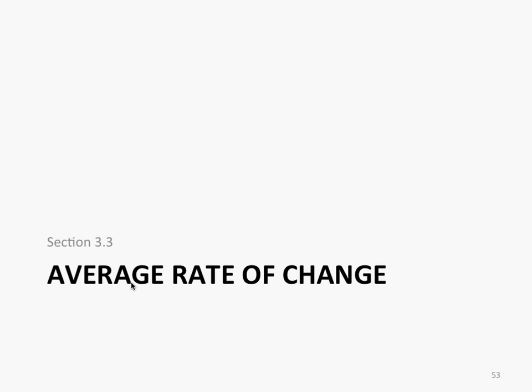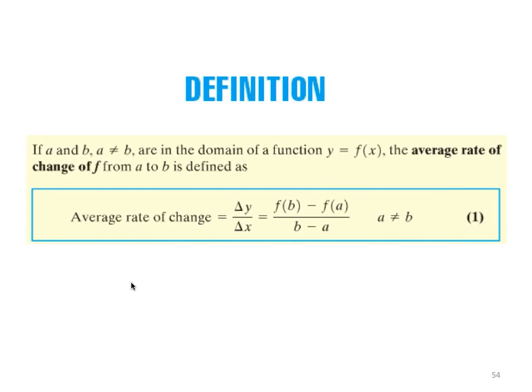Okay, the last thing that we're doing is rate of change, okay, average rate of change, and we have a nice little formula here. So if a and b, a not equal to b, are in the domain of a function y equals f of x, then the average rate of change of f from a to b is defined as follows. You take the change in y and divide it by the change in x, and what this really means is that we take f of b minus f of a and divide by b minus a, where a is not equal to b.